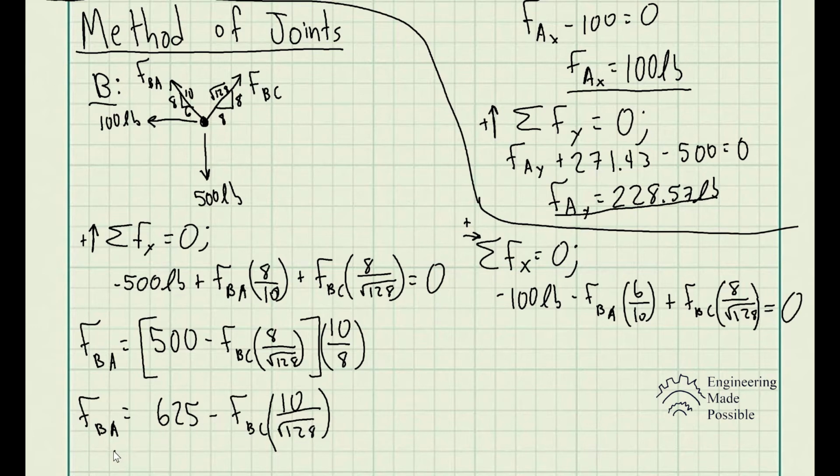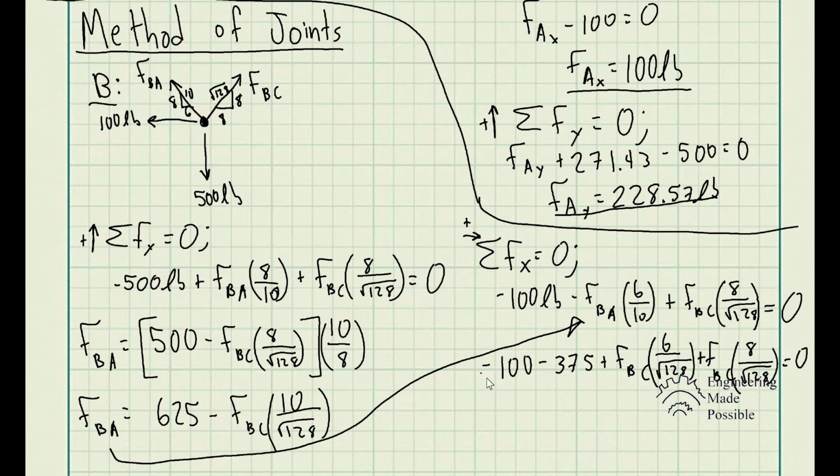So now since we have F of BA here, let's go ahead and plug this equation into here. So we have negative 100. Once we plug in F of BA and distribute accordingly to the 0.6, we have take away 375 plus F of BC times 6 divided by root 128 plus F of BC times 8 divided by root 128 is equal to 0.